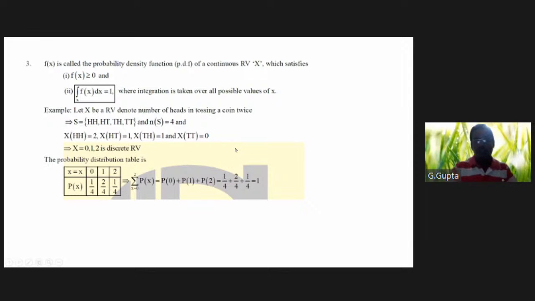Okay, not required to explain, easy to understand. So just one example. It will take 1 or 2 minutes.